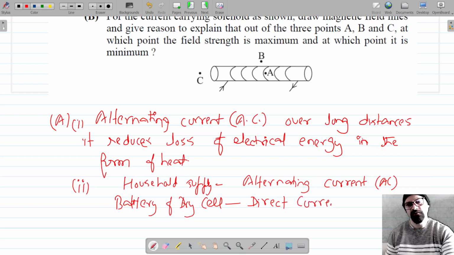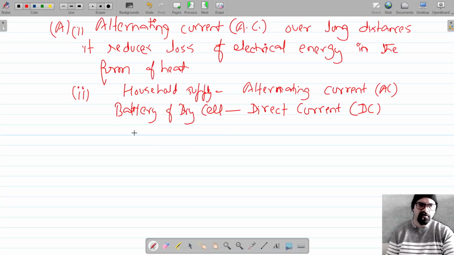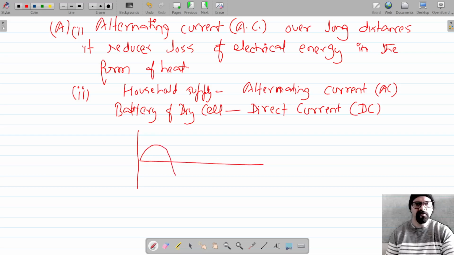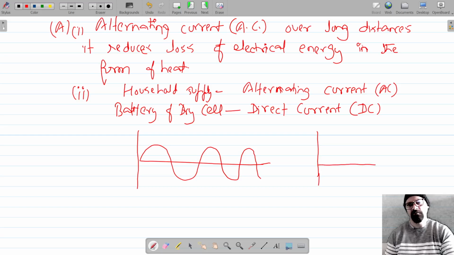DC is a current which is unidirectional, its direction does not change, and in alternating current, the direction changes. If you want to draw the graph for the alternating current, this is how it goes. And for direct current, it's unidirectional with the passage of time. It does not change its direction, it's constant. So this is DC and this is AC current.